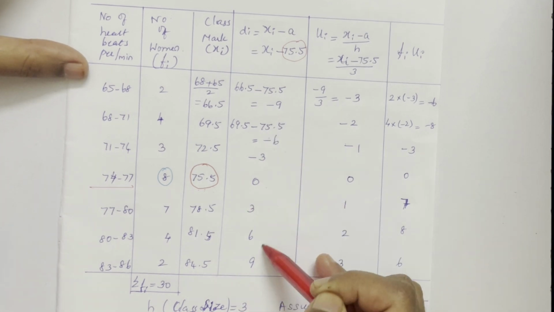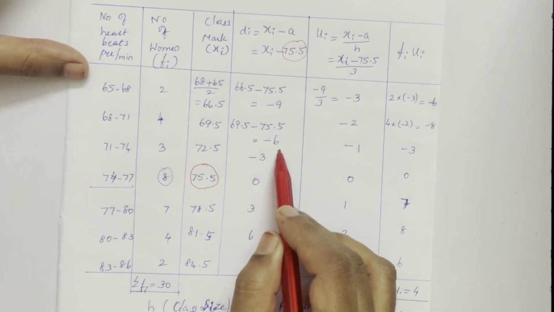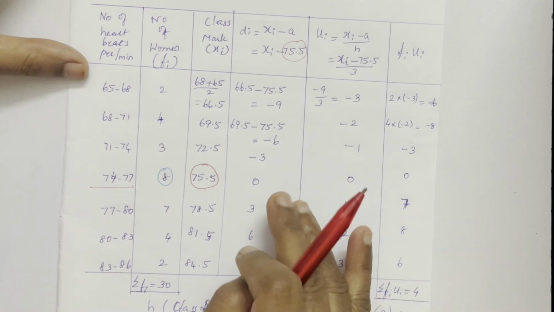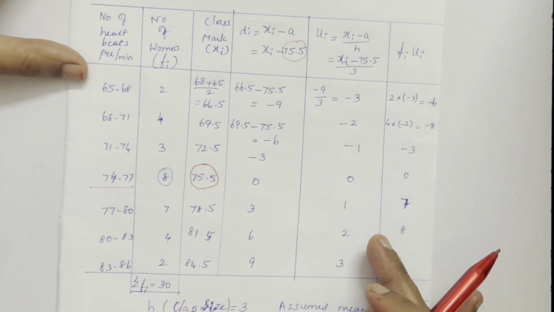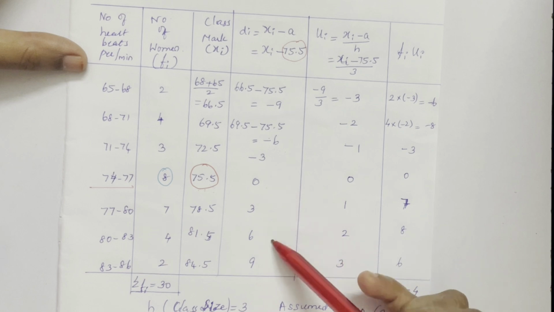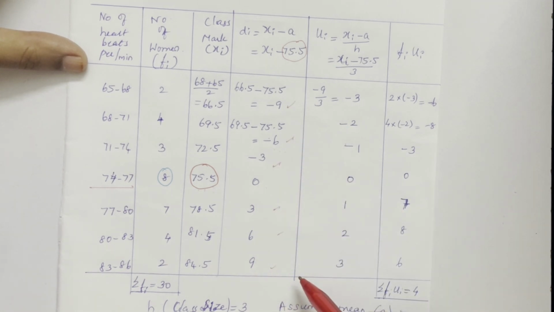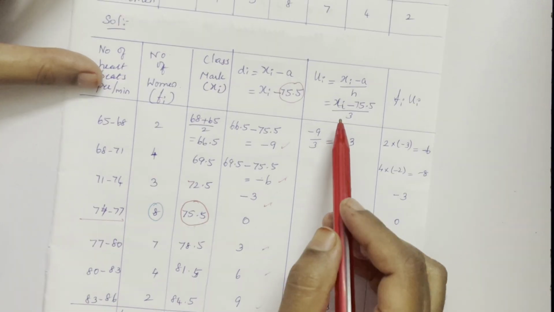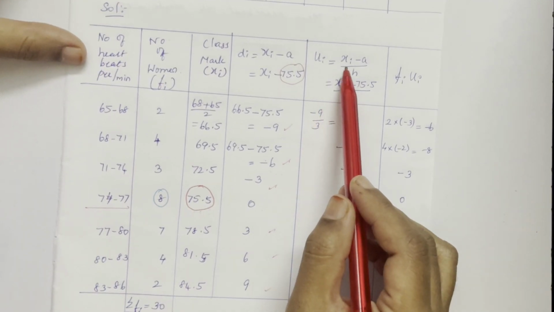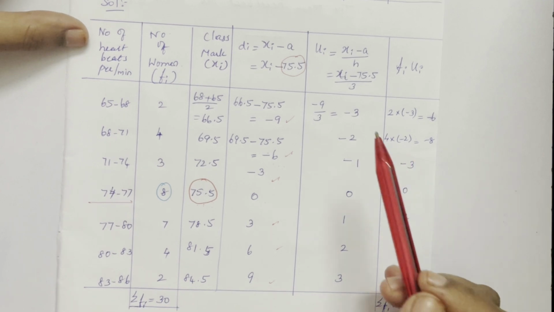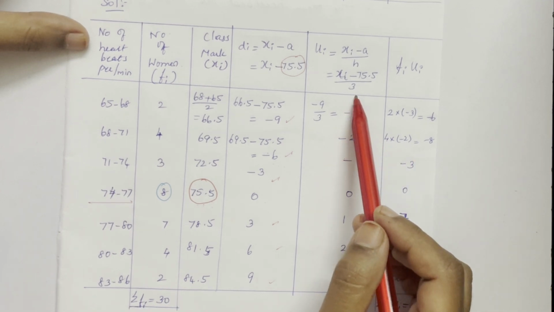Here we have the common divisor, so we can simplify Di further. So I moved to the third method, the step deviation method. Here the common divisor for Di is 3. All these numbers are divisible by 3. So I have chosen the third method, calculating Ui. Ui equals Xi minus A by h. That is, class size is 3.